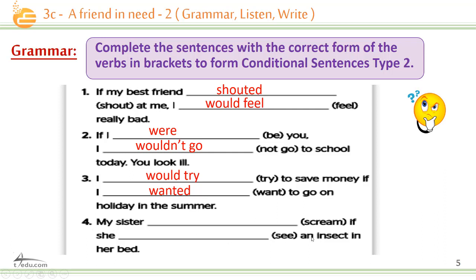My sister. So this is the main clause. It's not the if clause. So we are going to say, my sister would scream. Very good. Would scream if she. So the if clause is in the second part of the sentence. So we are going to say, if she saw an insect in her bed. Excellent. Very good. Great job.